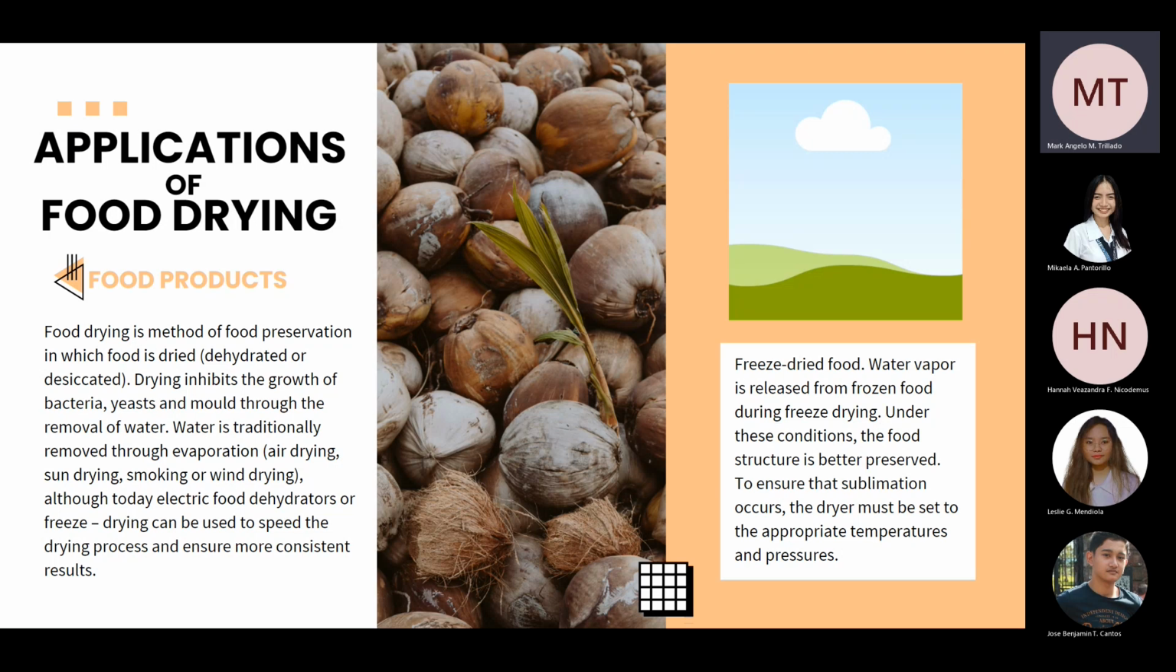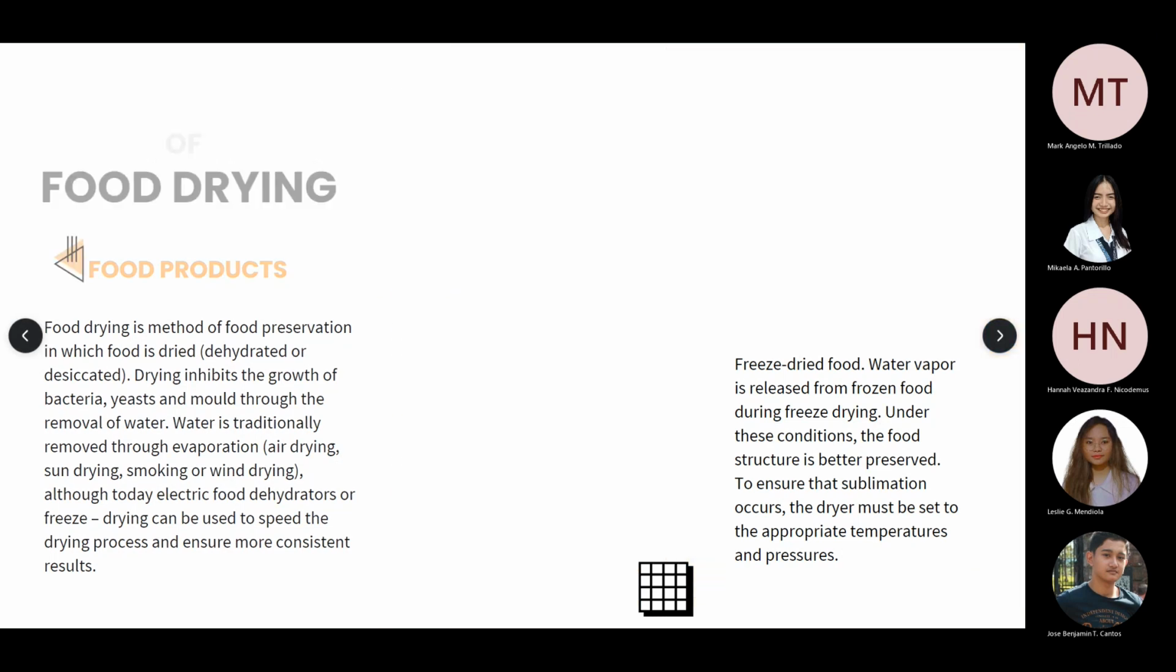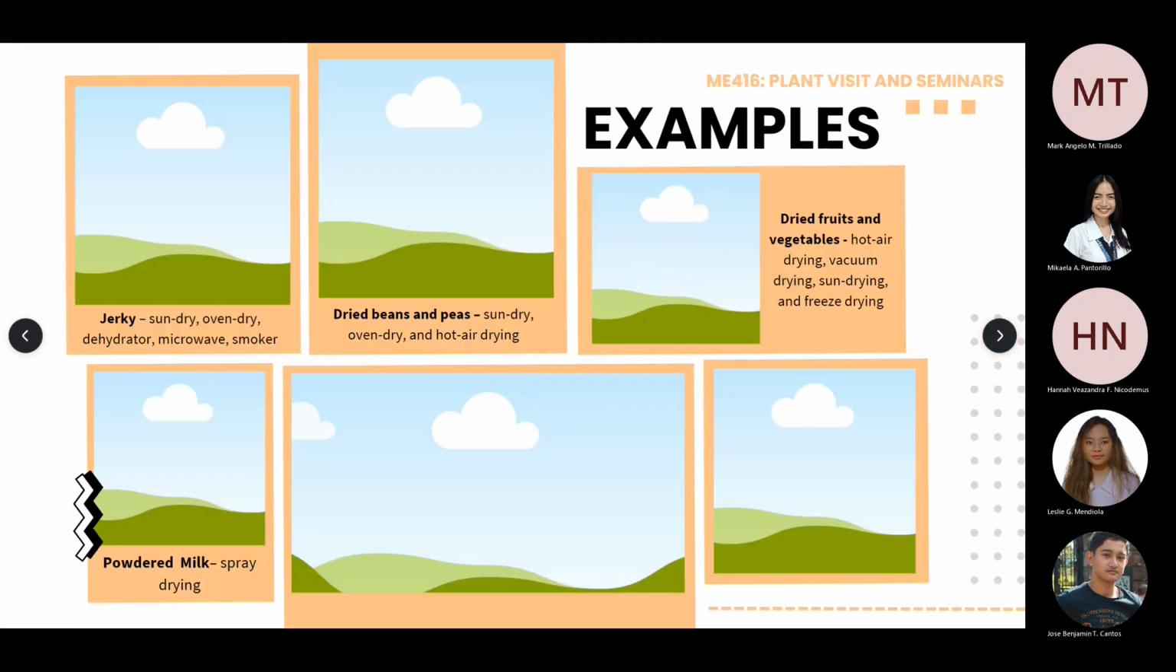So next slide po. Ito po yung mga examples ng food drying. Hindi pa lang po nag-present yung mga pictures. Pero yung first example po is jerky.